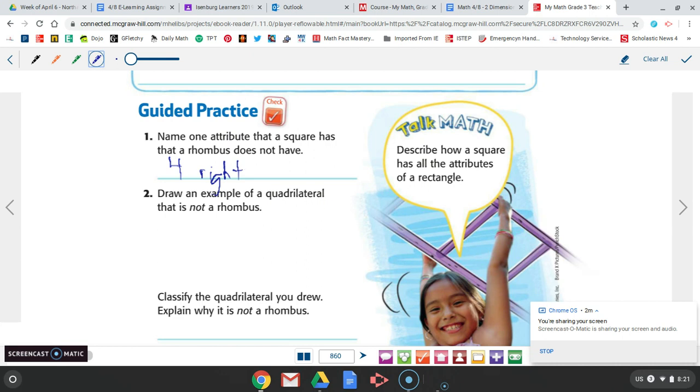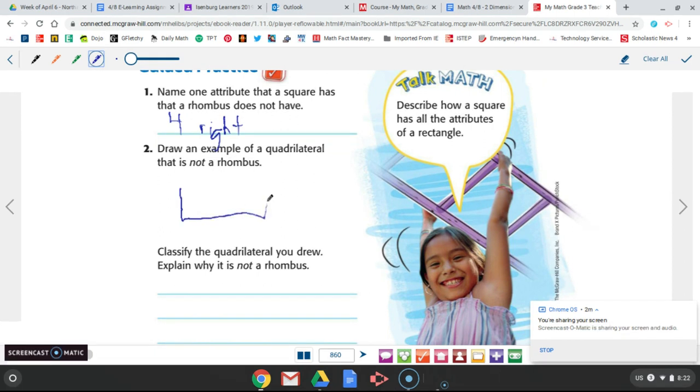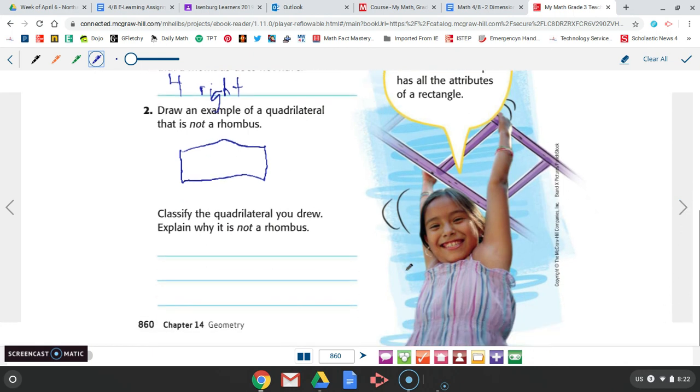Draw an example of a quadrilateral that is not a rhombus. Well, so let's talk about maybe a rectangle, right? Because one of the rules of a rhombus is that all of the sides have to be equal. So if we draw, sorry, it's kind of squiggly, if we draw a rectangle, rectangles don't have 4 equal sides. So that automatically means that a rectangle is not a rhombus. Then it says classify the quadrilateral that you drew and explain why it's not a rhombus. So we drew a rectangle. Mine's kind of wiggly looking. We drew a rectangle and we know it's not a rhombus because it doesn't have 4 equal sides. And that was one of the rules of a rhombus.